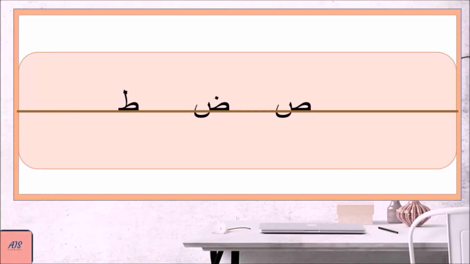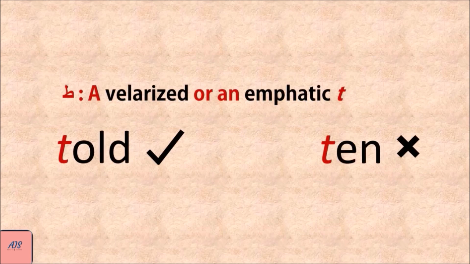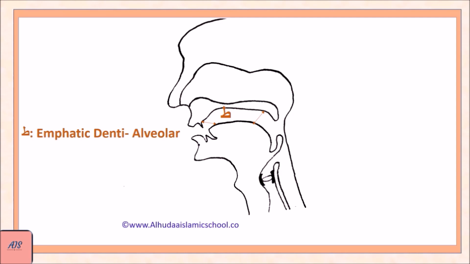Bismillahirrahmanirrahim. The letter Ta, which comes after Dal, is pronounced as an emphatic T, similar to the T in the English "told" rather than "ten." This also means that it is a velarized form of T. So the letter Ta is pronounced by placing the tip of the tongue on the two upper front teeth and the gum, and simultaneously raising the back of the tongue towards the velum.